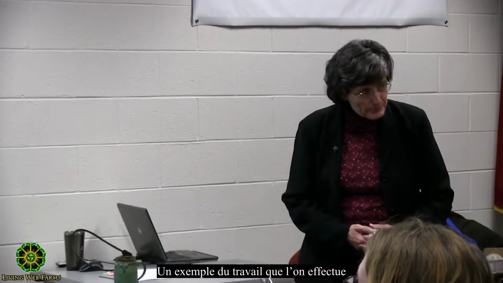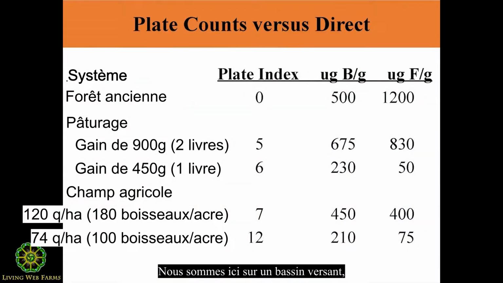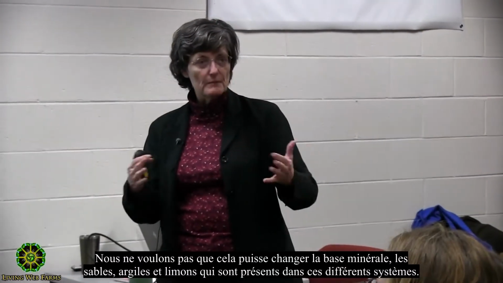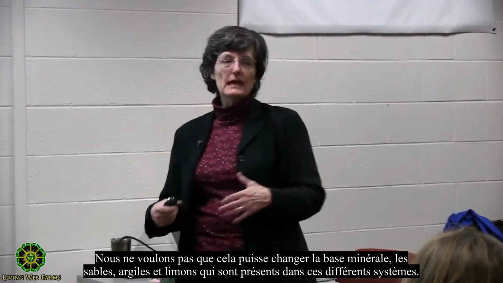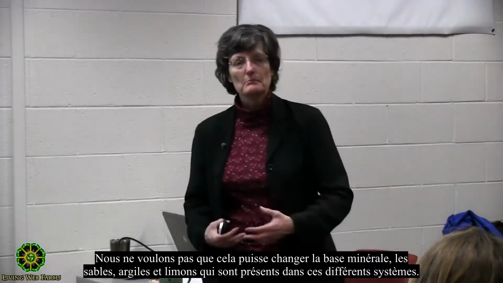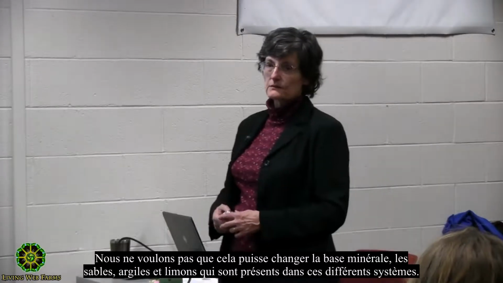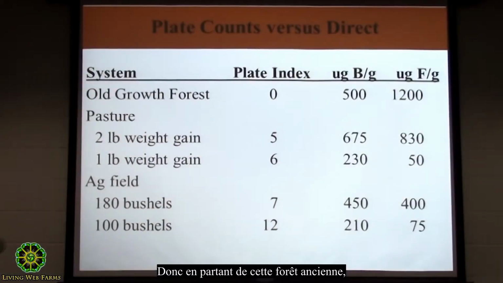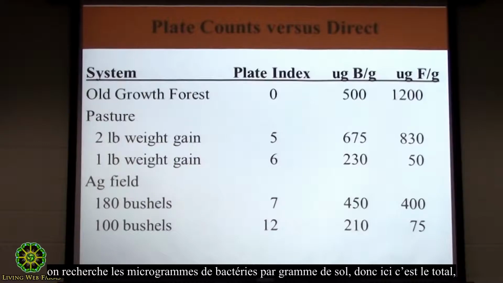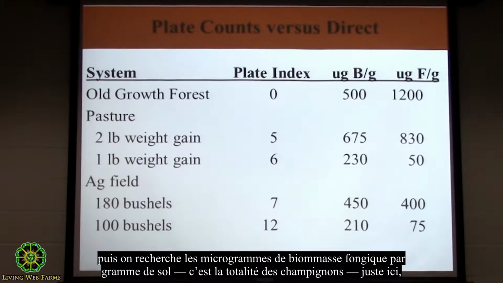So to exemplify the kind of work we do, we're going to go into a watershed, because this is all on the same parent material. So we don't have to be fussing about changing the sand, the silt, the clay, the base mineral material that is present in these different systems. So going to the old growth forest, we're looking at the micrograms of bacteria per gram of soil, so this is total. There it is. We're going to look at the micrograms of fungal biomass per gram, and this is total fungi. And so there you are.